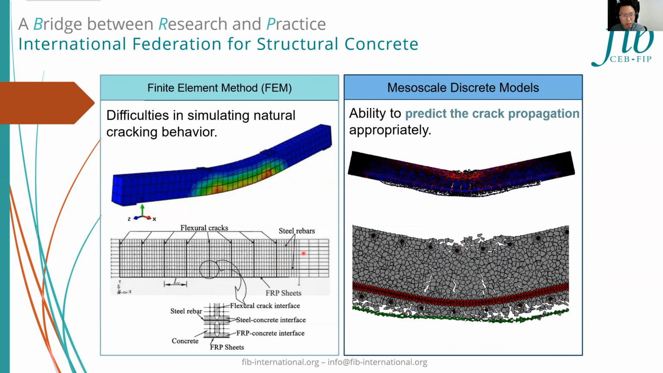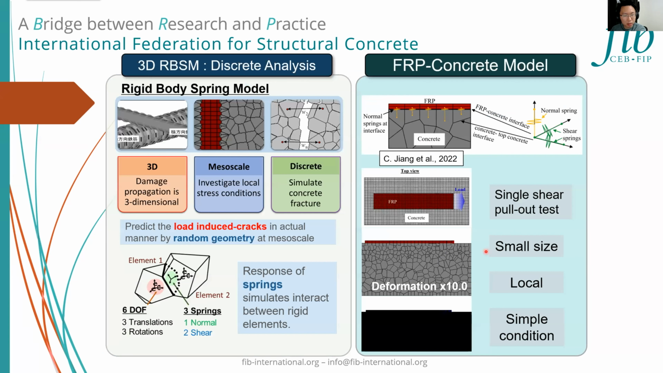Due to the high nonlinearity of the concrete combined with cracking and slipping, discrete models that can predict the crack propagation appropriately can be a better alternative to the conventional FEM simulation. The rigid body spring model is a discrete model that can consider the heterogeneous property of concrete. The element can be idealized as a collection of rigid bodies interconnected by springs.